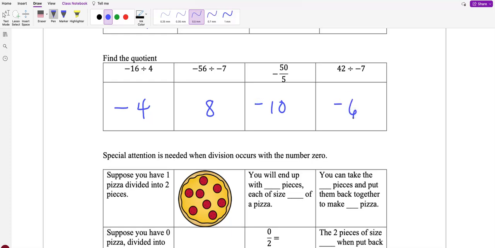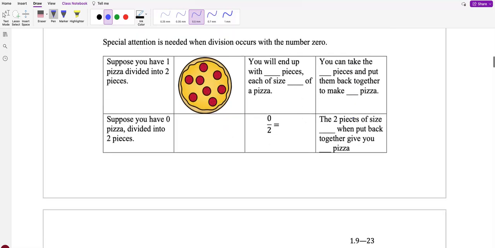Negative 6. Now we've already talked a little bit about dividing by 0, but let's revisit again. Suppose you have one pizza and you divide it into 2 pieces, okay? I end up with 2 pieces. Each size is 1/2 of the pizza. So I could take those 2 pieces, put them back together, and I have one pizza. So that's division. You divide it into 2 pieces. The 2 pieces come back together to make the whole.